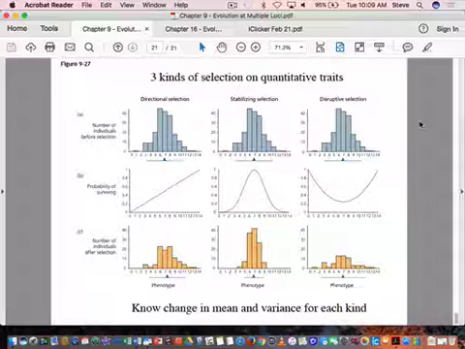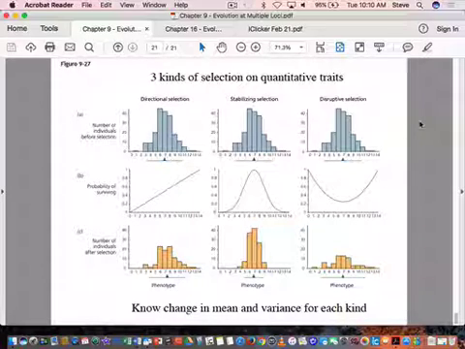Okay, does stabilizing selection result in much evolutionary change in the average value of a trait? It doesn't really do it. It just kind of stabilizes things. Okay, so as we come back, as we start getting into speciation, we're going to be talking a lot about these two kinds of selection as drivers of species formation. Okay.